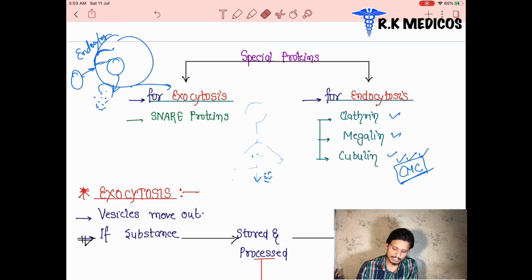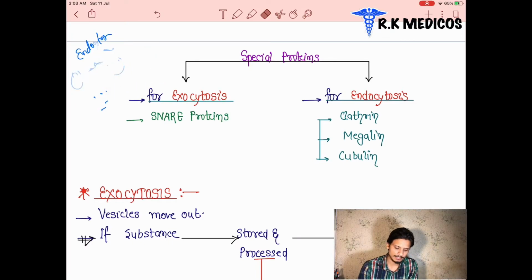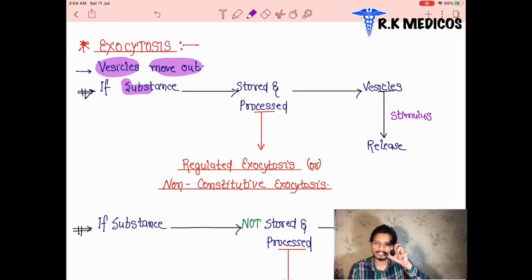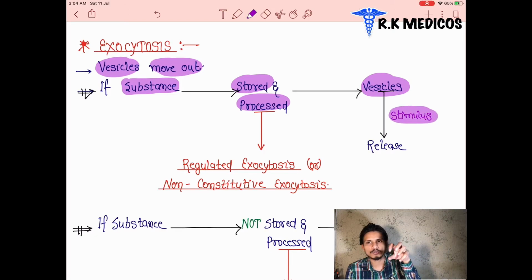In the next point we are going to discuss exocytosis and endocytosis one by one, and how they work. Exocytosis is simply vesicles moving out of the cell. If a substance gets stored in our cell and processed, storing and processing happen inside the cell, and after that they get packed in vesicles, and a stimulus is provided to them. On triggering by the stimulus, they move towards the membrane and release their content outside.